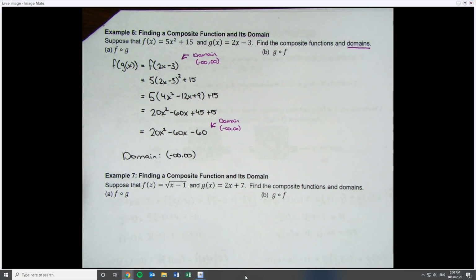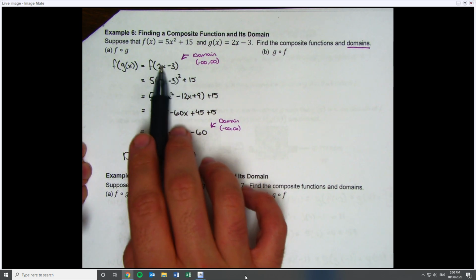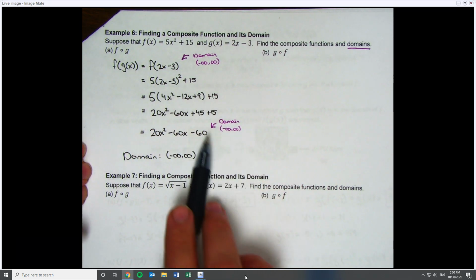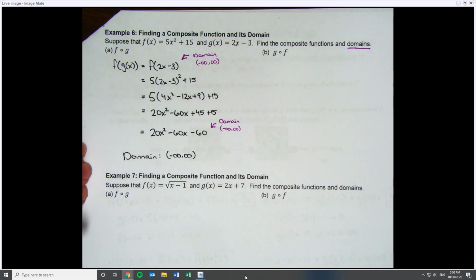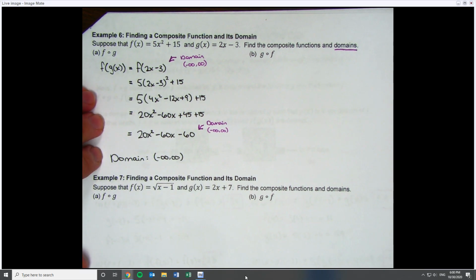So again, talking you through this, look at the original. You have to figure out what the domain for the original is, and then look at the domain of your final answer. All right, so let's do this again. And this one will be a little bit quicker.